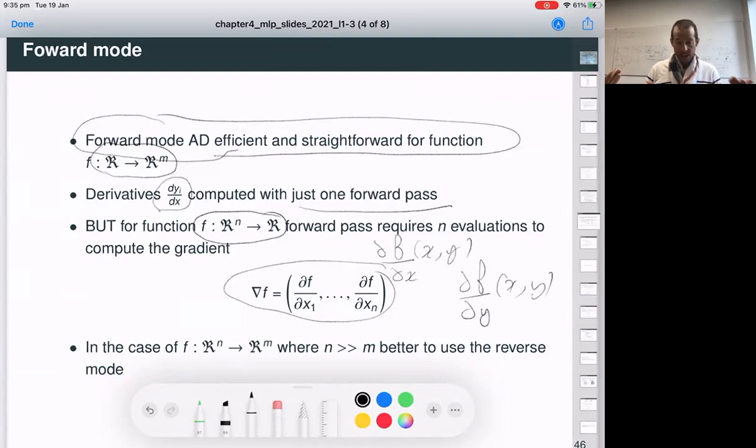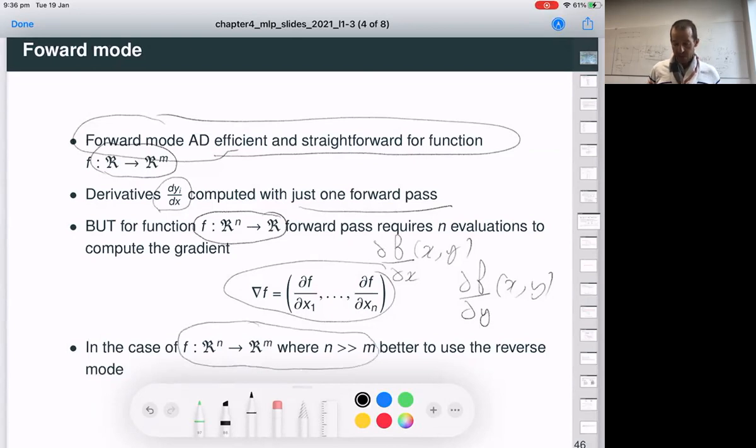And in deep learning, remember that we have a large training set. So we have a lot of features. If we have a lot of features, so D is really big, we need to do this forward pass a lot of times.